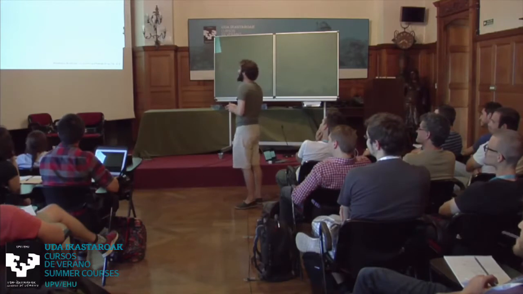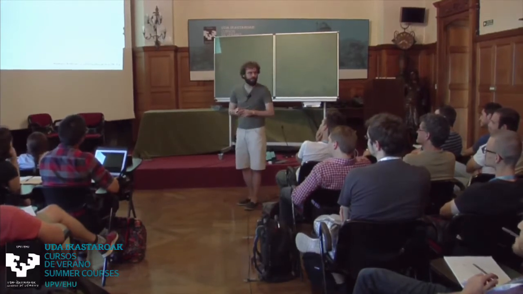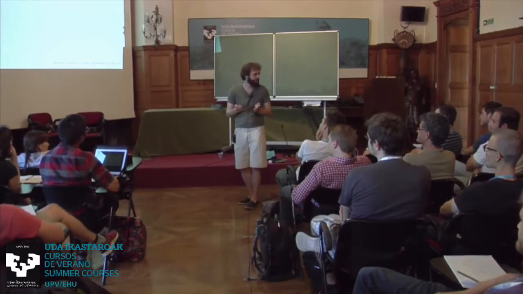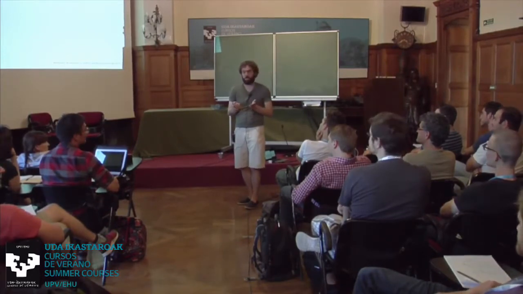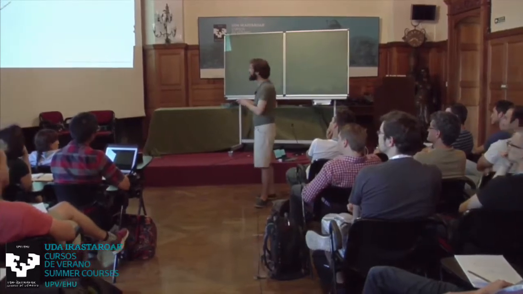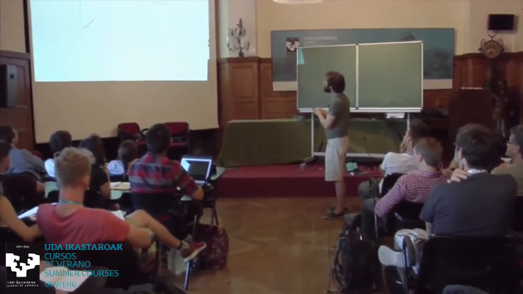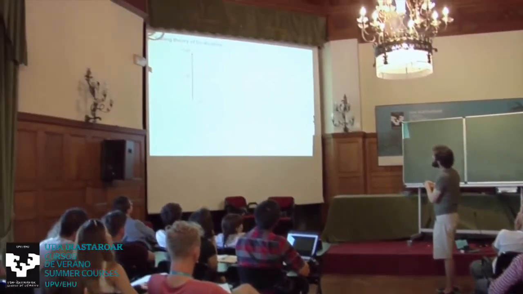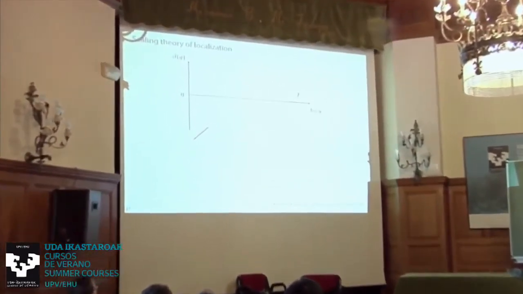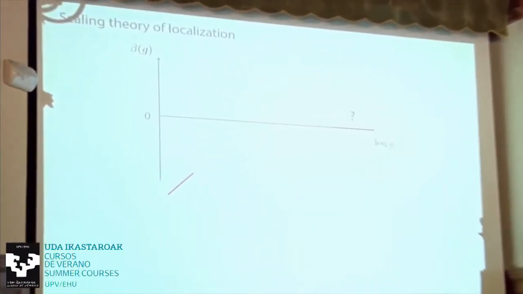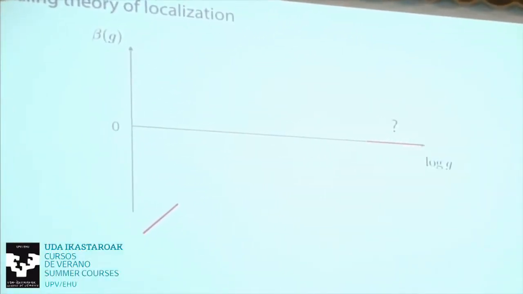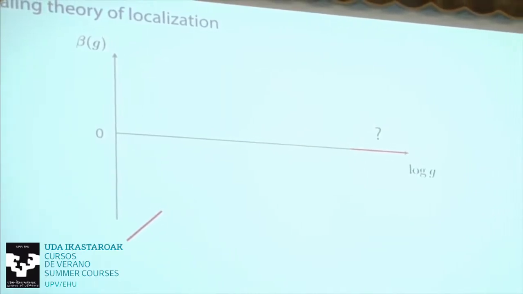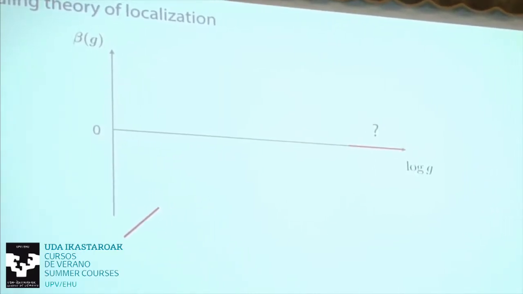Okay, so why am I asking? Why is it not obvious? Well, it's not obvious because I have to go from here to here, but whether this 0 here is approached from above or below will change a lot. If it's approached from below, everything is insulating. If it's approached from above, then just like in the 3D case, I have a metal-insulator transition. So we have to know whether we are approached from above or below.